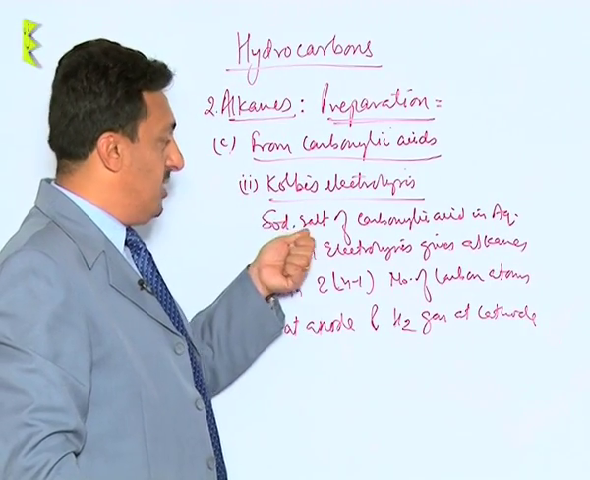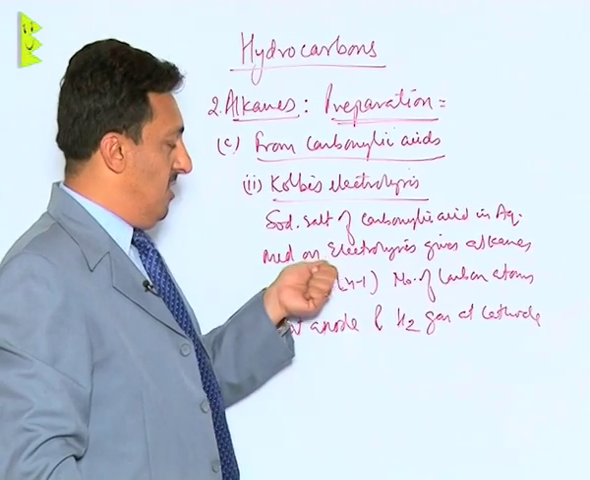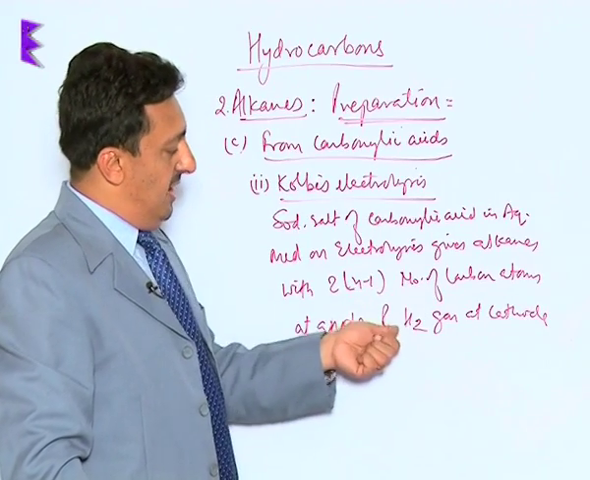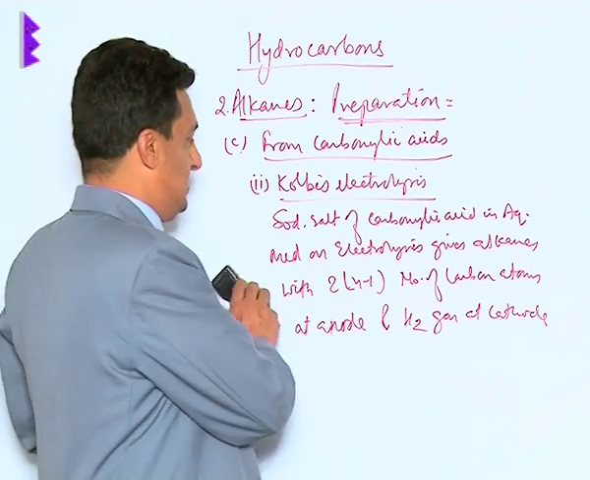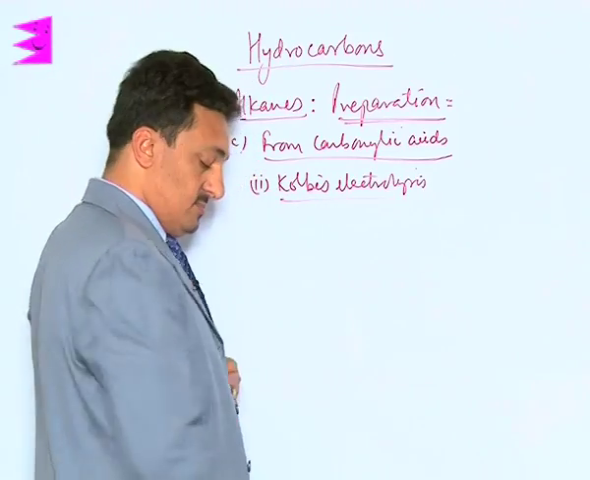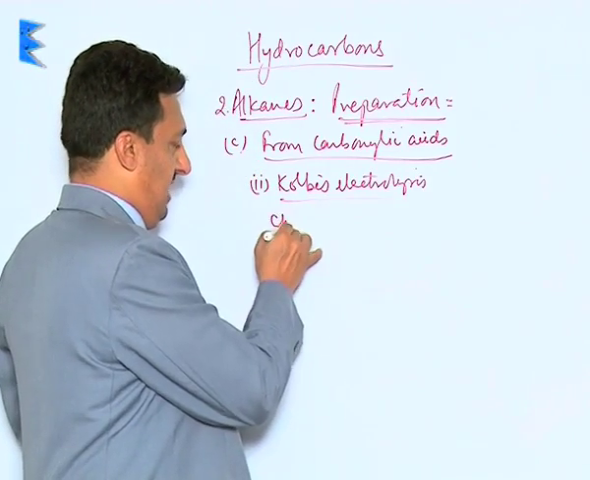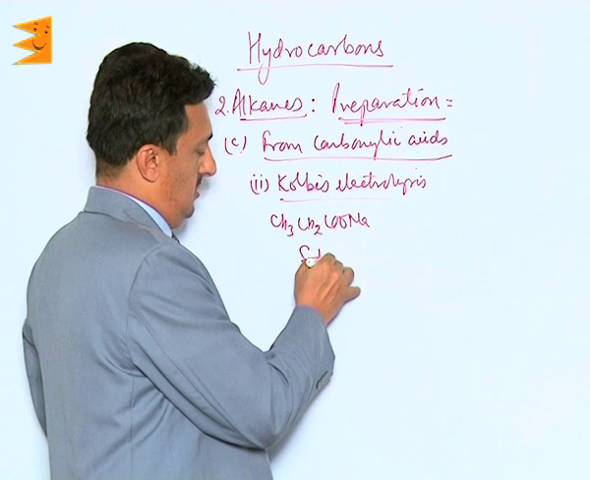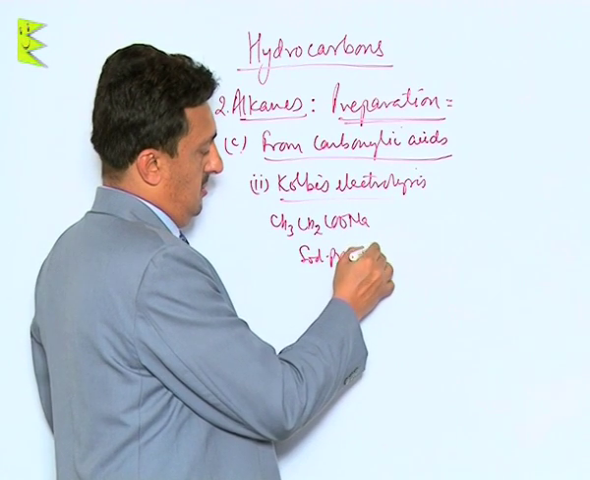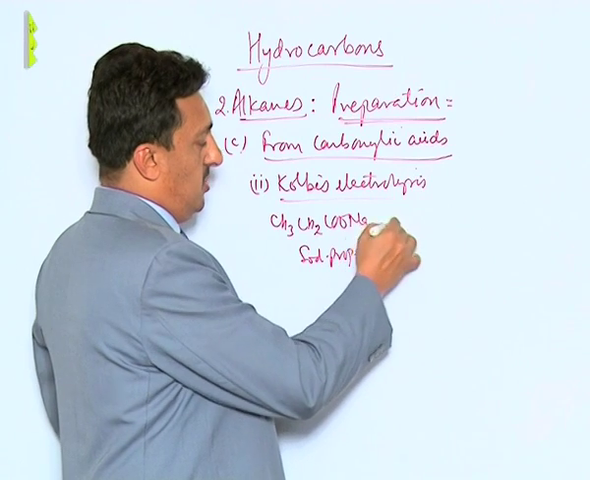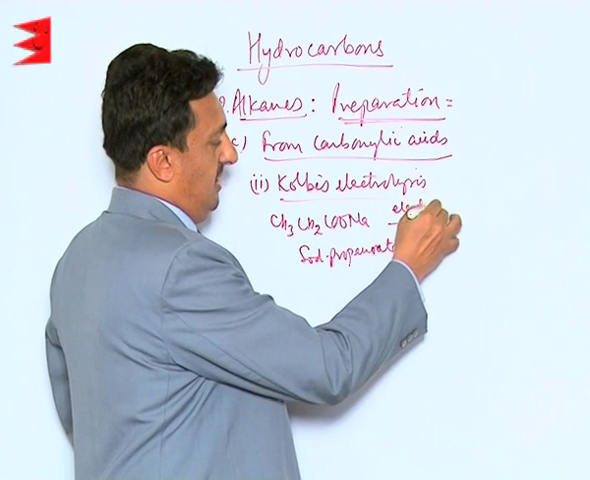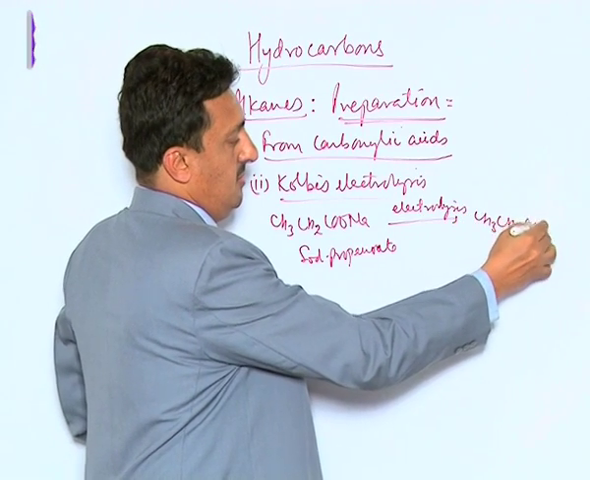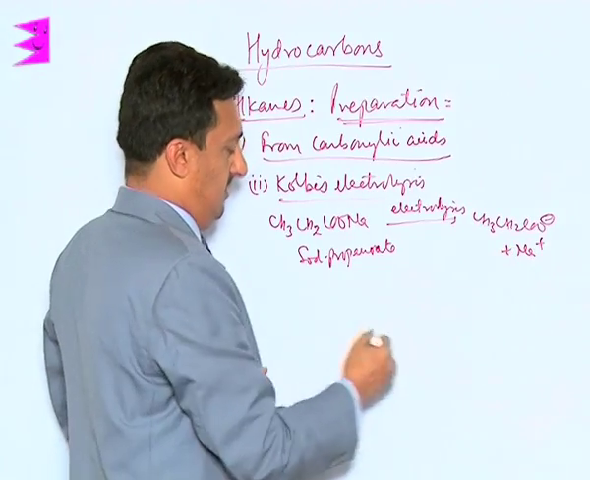Now let me explain this. I'm just repeating this one. The sodium salt of carboxylic acids in aqueous medium on electrolysis gives alkanes with twice of n minus 1 number of carbon atoms at anode and hydrogen gas at cathode. Let us take this example. Let us take sodium propanoate. Now this sodium propanoate, when it is subjected to electrolysis, gives propanoate ion and sodium ion.